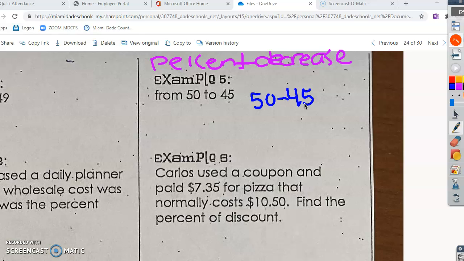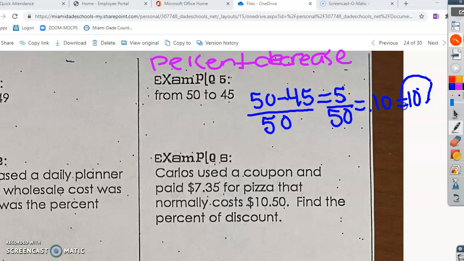You're always going to find the difference from the smallest to the greatest. So subtract. Now the original amount in this one changes. Notice it's not the bigger number. And it's the bigger number because obviously if there's a decrease, your original amount is going to be the highest number, 50. 5 divided by 50 is equal to 0.10, which is equal to a 10% decrease. So this went down 10%. So $5 is equal to 10%.